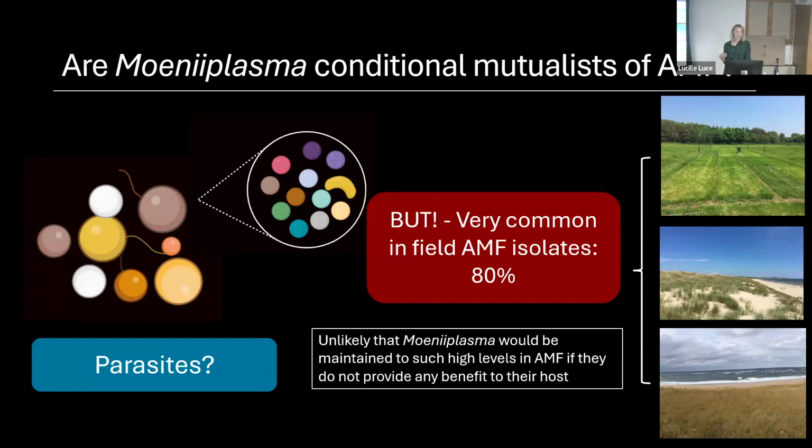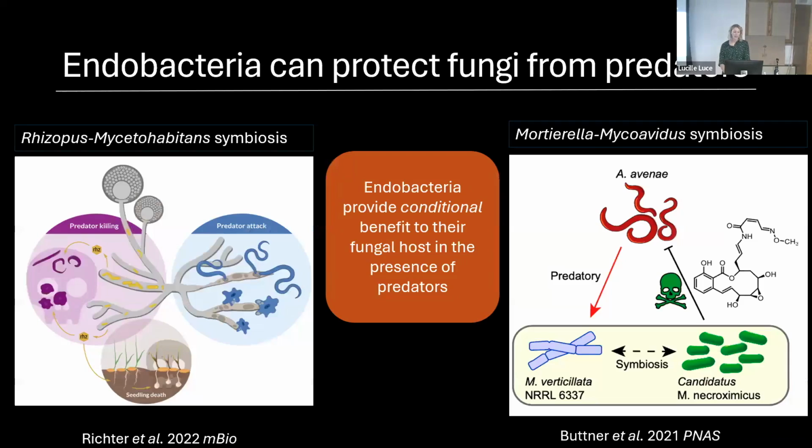And in a conditional mutualism, the symbionts provide a benefit to their host under specific environmental conditions. And in this realm of bacterial fungal interactions, there's evidence that endobacteria can provide a conditional benefit to their fungal host in the presence of predators. So I've already talked about the Rhizopus Mycetohabitans system at the beginning. The Mycetohabitans endobacteria produce a toxin that protects its fungal host from soil micropredators. And analogously, in the symbiotic system between Mortierella and Mycoavidus, the Mycoavidus endobacteria produce a toxin that can protect its Mortierella fungal host from predatory nematodes as well.